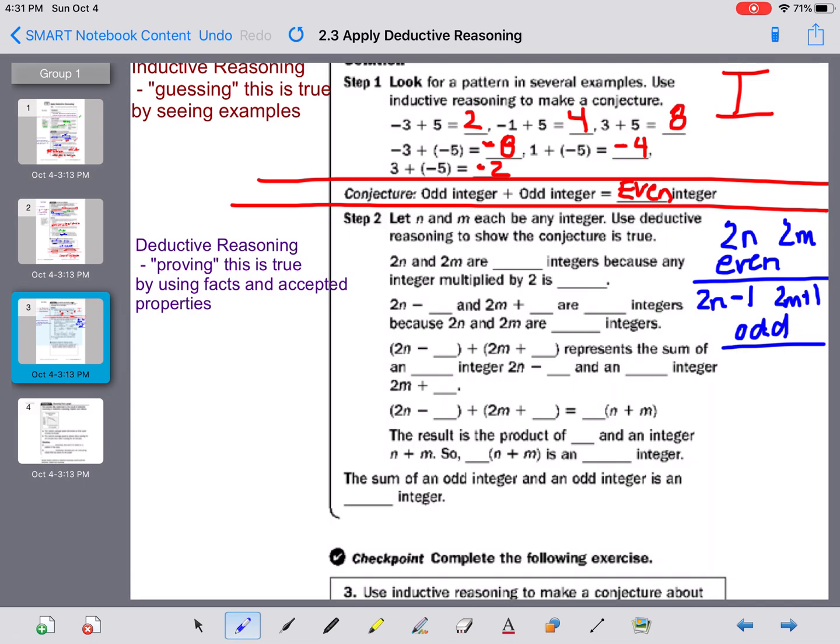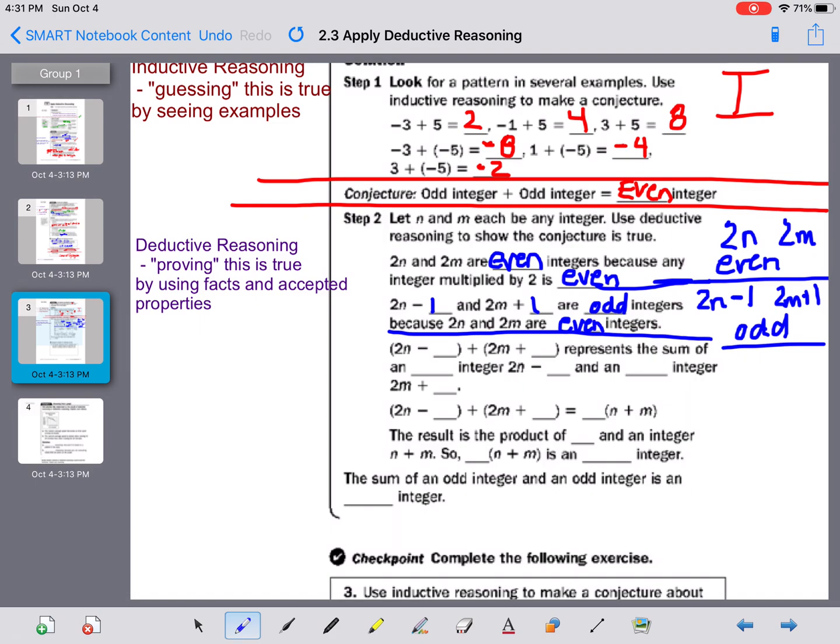2n and 2m are even integers, because anything multiplied by 2 is even. That's what this is saying, and that matches what we just drew over here. 2n minus 1 and 2m plus 1 are odd integers, since 2n and 2m were even integers. So that's what these two lines are saying, what we just wrote on the side here.